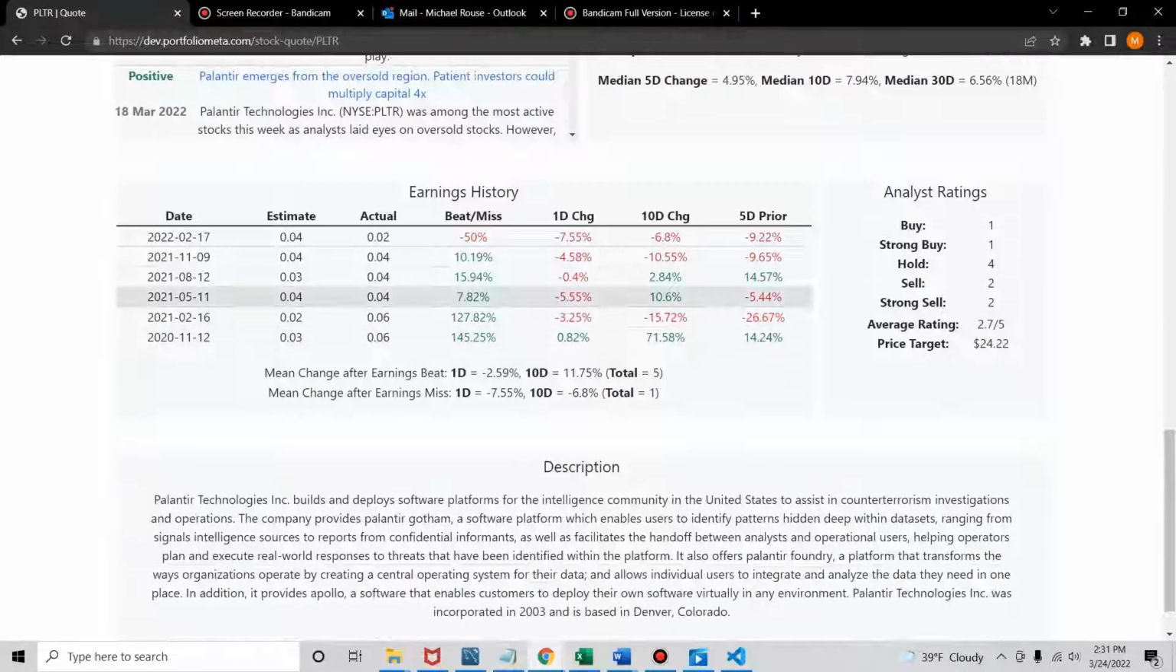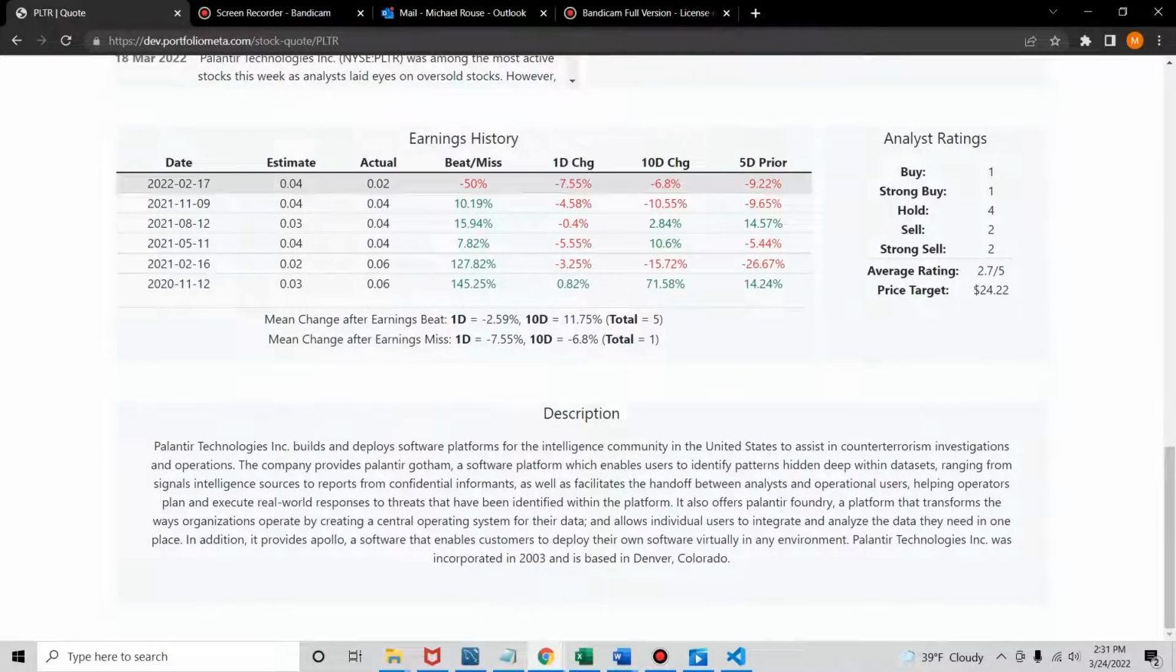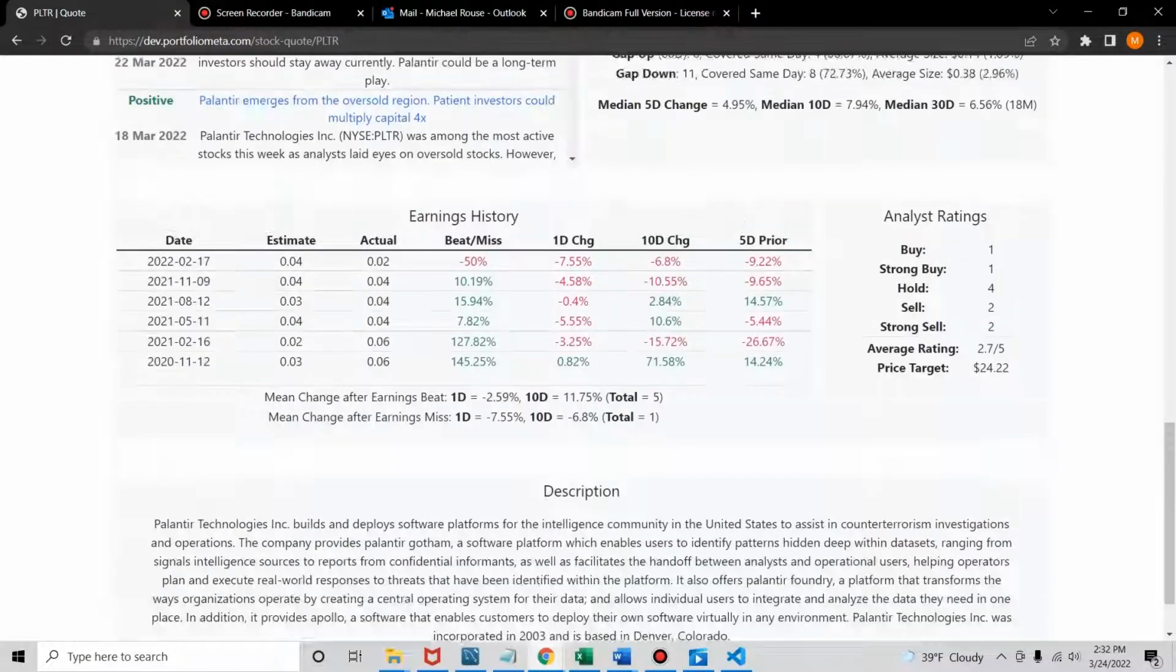And then down here is a detailed earnings history. We also show the 1-day change after the announced earnings, the 10-day change after they announced earnings, and the 5-day change prior to them announcing earnings, which is really useful when it comes down to earnings season. And down here we show some stats: average change after earnings beat, average change after earnings miss, and then basic analyst ratings over here, and a description of the company down here.